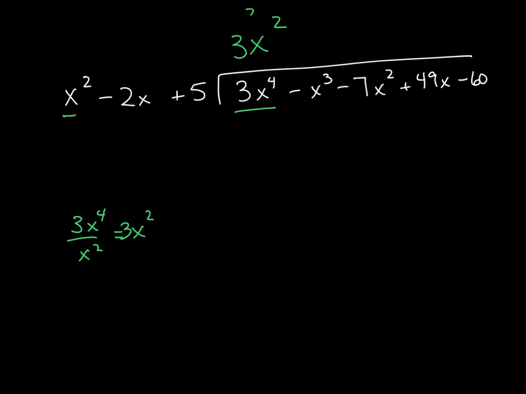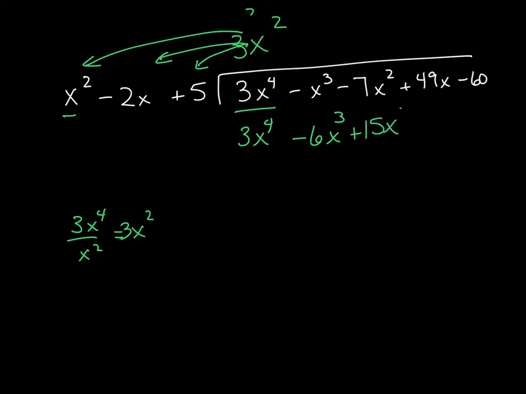So now I go ahead and take the 3x squared and multiply it times all three of those pieces and put it underneath, leaving me with 3x to the fourth minus 6x to the third plus 15x squared. Now I need to go ahead and change the signs. That becomes negative, this one becomes positive, and this one becomes negative. I go ahead and add down.